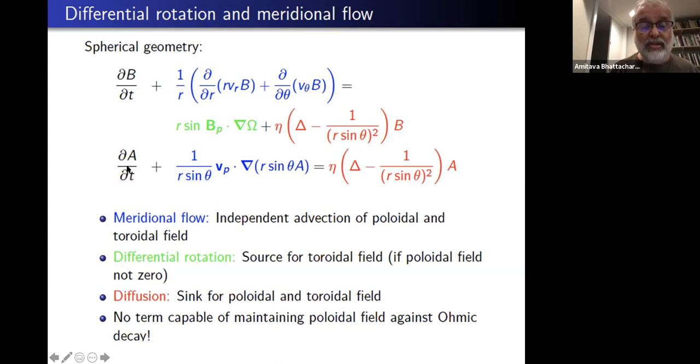But what it doesn't tell you is how you will recreate the poloidal field from this, without any feedback from the toroidal field that you created back to the poloidal field. Because this equation, the A equation, has no B in it. Do you see that? So what really ends up without the coupling between the two is that the diffusion becomes a sink for poloidal as well as toroidal field, and there is no term that is capable of maintaining the poloidal field against ohmic decay.